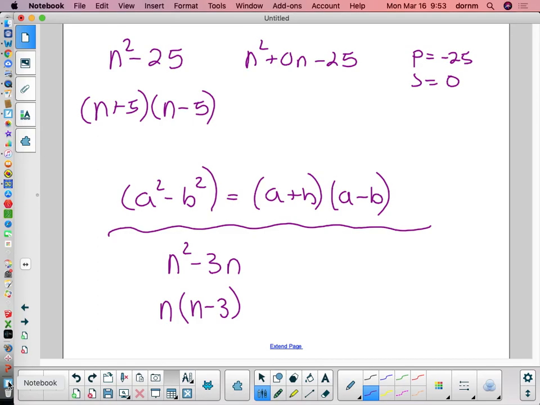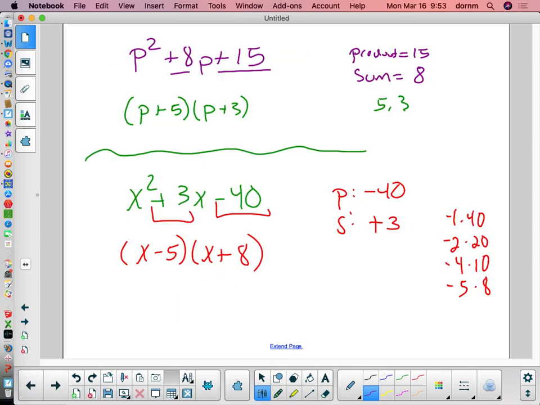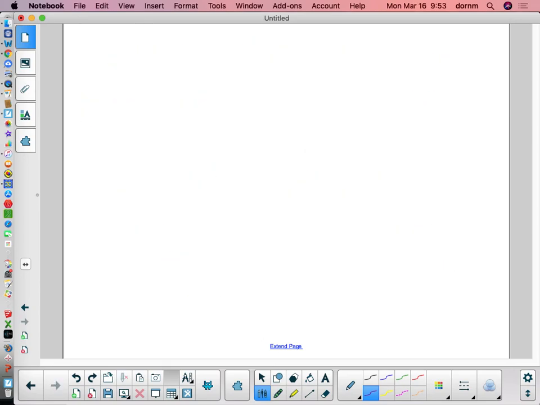So factoring can be fairly simple. And when the first number is a 1, when there's not a number in front of the x squared, factoring is quite simple. Factoring gets more complicated when we put a number in front of the x squared term. Let's look at this one.